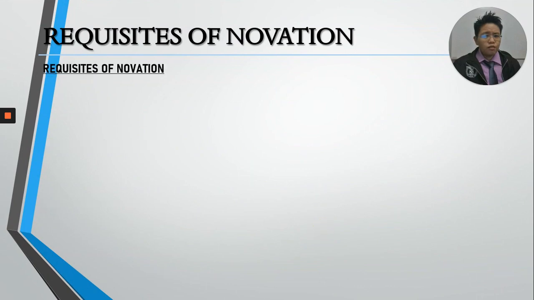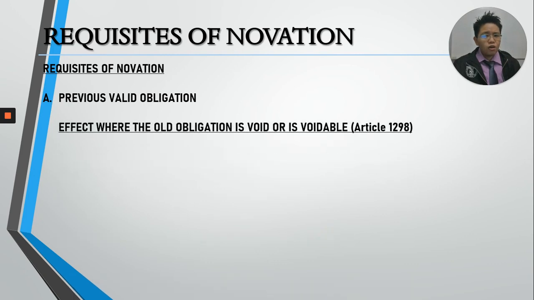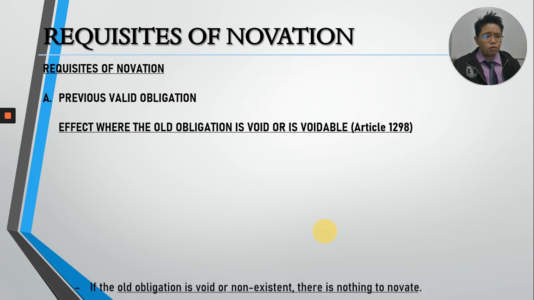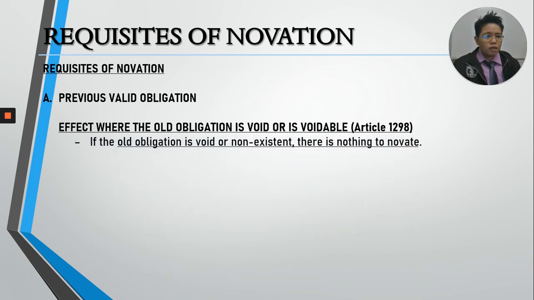So, the requisites of novation are: number 1, there is a previous valid obligation. So, the original obligation must be valid. If the original obligation is not valid, there is nothing to novate. So, if the old obligation is void or non-existent, technically, there is nothing to novate. Kasi nga yung mga void obligation, technically, wala talaga sila, hindi sila nag-exist because they are void. Wala tayong ime-novate, wala tayong papalitan.